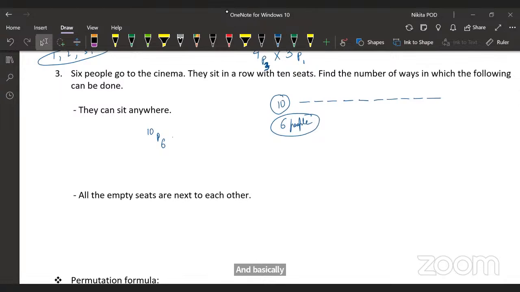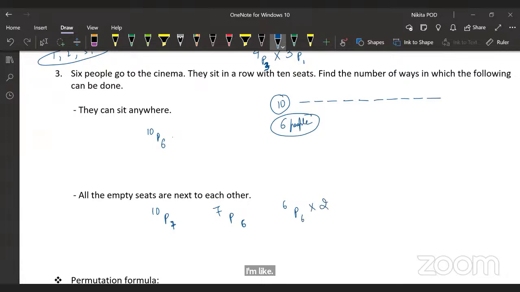Next is all the empty seats are next to each other. 10p7, ma'am. 6p6. 10p7. Why is that? Because we consider the whole empty block as one element. 7p6. Okay. Ma'am, I think 6p6 into 2. Ma'am, mine is only 6p6.